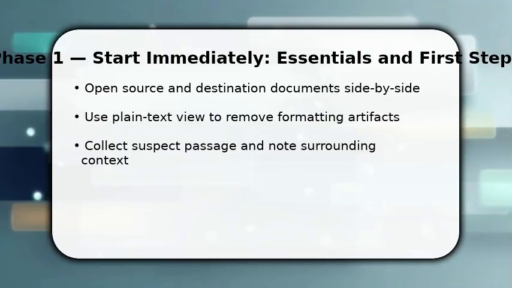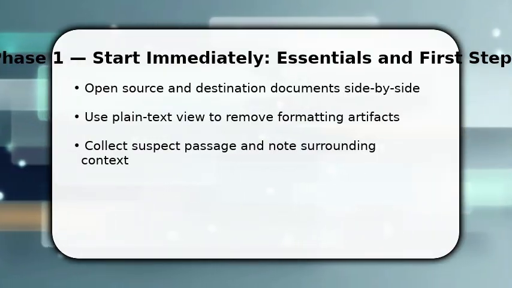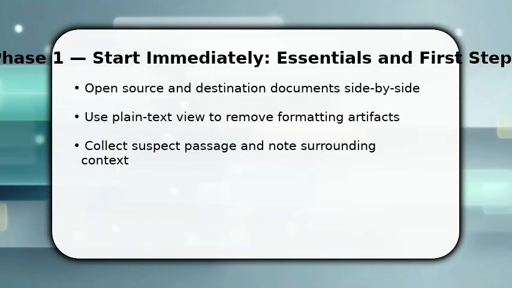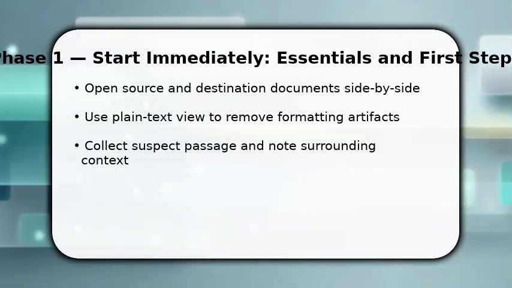You start by isolating the text you think was copied. Select a concise passage and include one sentence before and after for context. Open both source and destination in plain text mode to avoid formatting noise. This makes patterns obvious. Once done, compute or note character and word counts so you have measurable checkpoints.